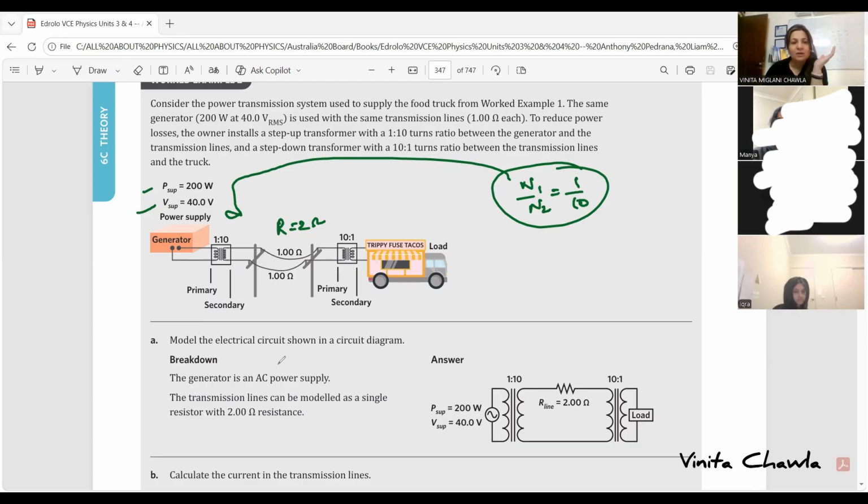So model the electrical circuit shown in the circuit diagram. The clarity hai hame. This is how we can draw the circuit diagram for the above. Right? We'll just place one supply here and the transformer, the step up and the step down. Ratio indicates the number of turns. R line is 2 ohm, and we are going to collect the voltage across the load.